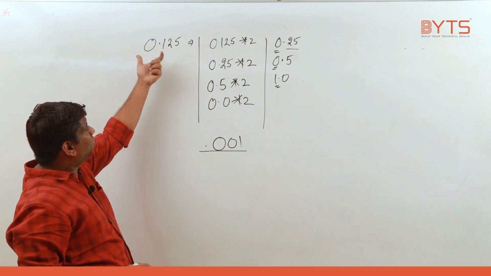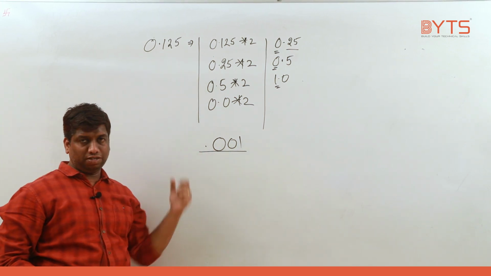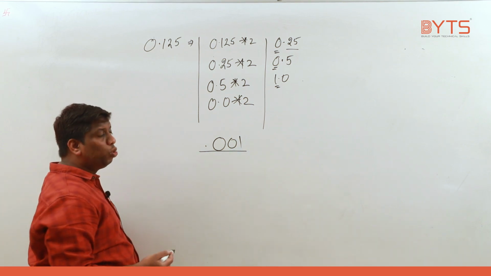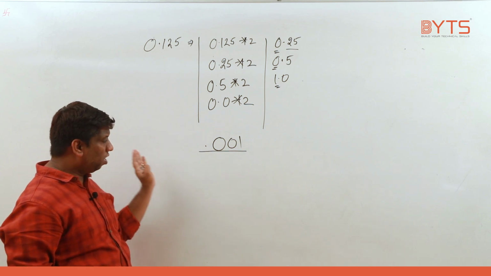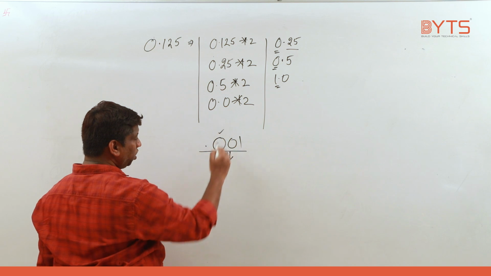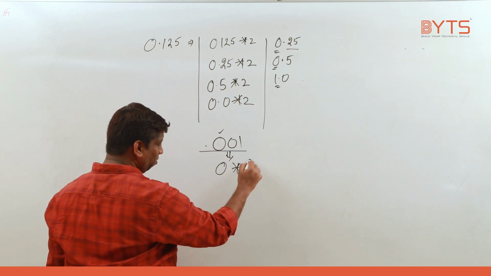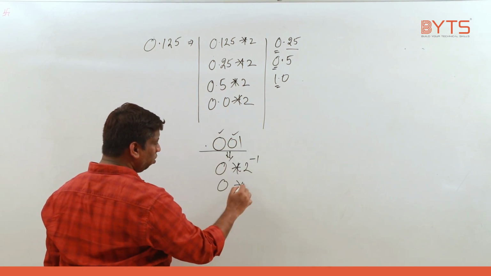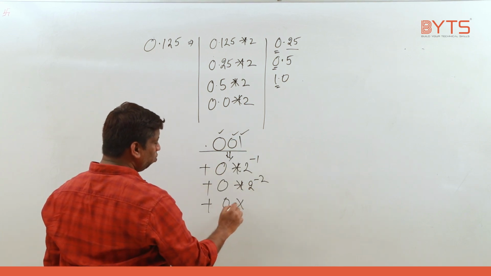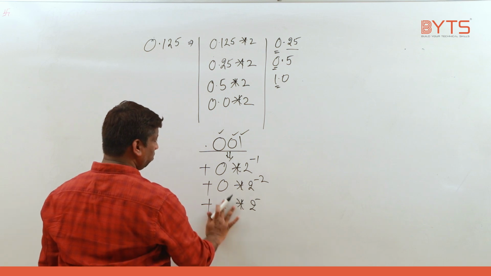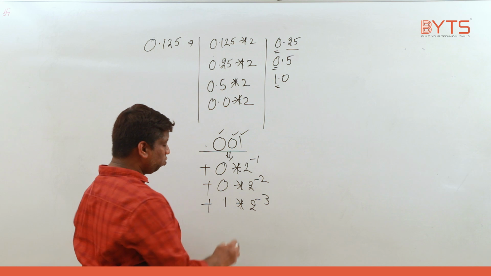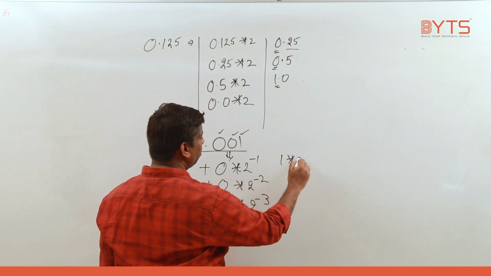Which means to represent 0.125, I need 3 bits. Let us check whether this is valid binary data or not. How do we check? We were multiplying with powers of 2. Here also you need to multiply with powers of 2 with negative exponents. So this 0 into 2 power minus 1, this 0 into 2 power minus 2, this 1 into 2 power minus 3. This is 0, this is 0, this is 1 into 2 power minus 3.